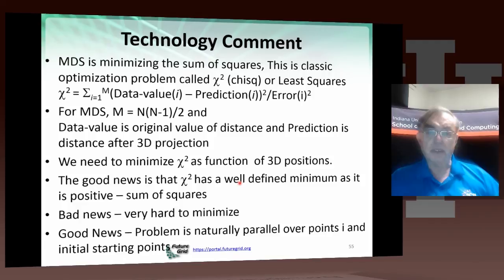And chi-squared, because it's a sum of positive numbers, is bounded below by 0. You can never get there, but if you make the predictions very far apart from the data, it's bounded above only by infinity, and you'll get a huge chi-squared. Somewhere between, there's an actual minimum, which you have to find. And as I said, it's pretty hard to minimize. You need some fancy methods to make that work, but it is naturally parallel over points and initial starting positions.